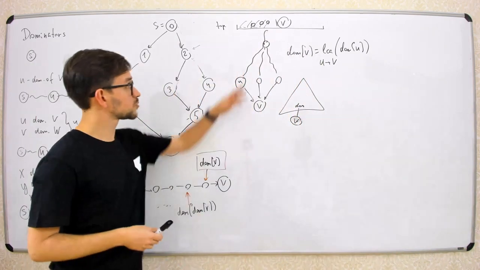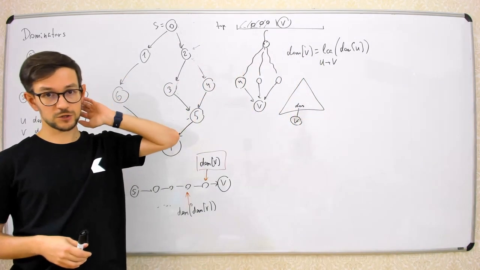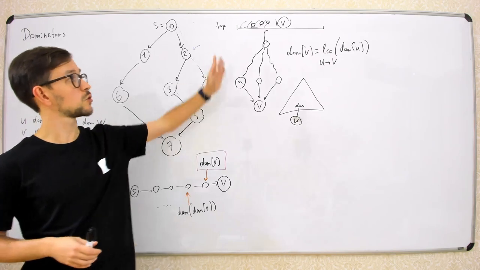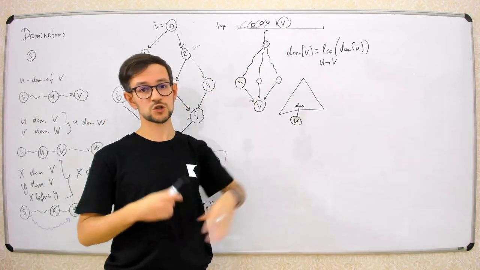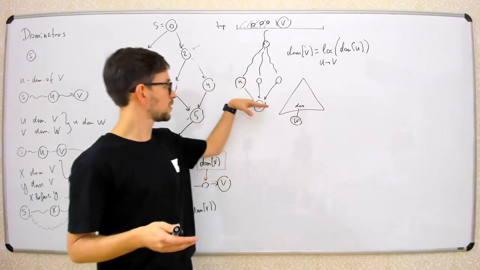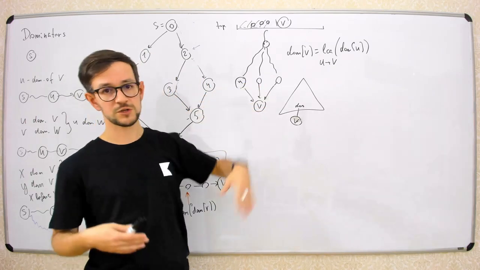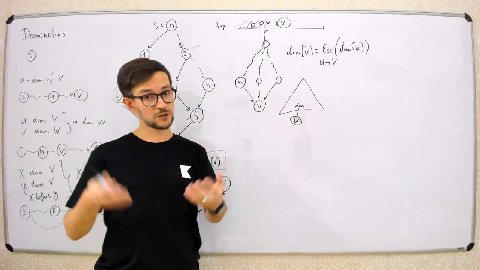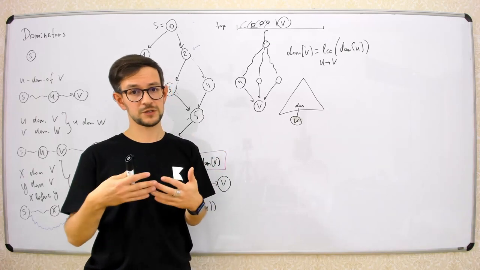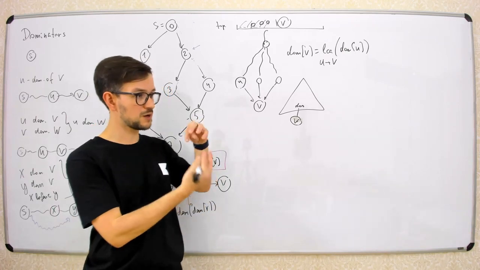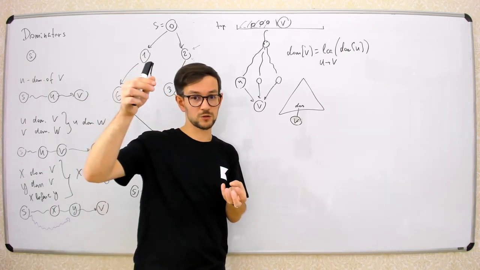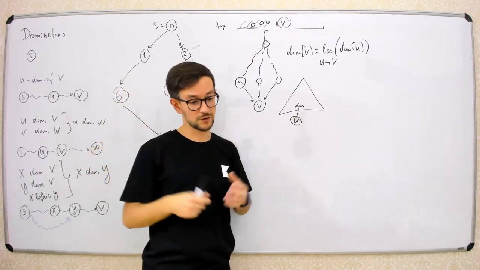Why do we have an issue? Because we can't make this topological ordering. If your graph is acyclic, you can just go in this order from left to right, and each time you know what's going on. For all the nodes here, you already know its dominators. If you have cycles, you don't know the order of building dominators, because each node may be a dominator of another node, and you don't know what's going on here.